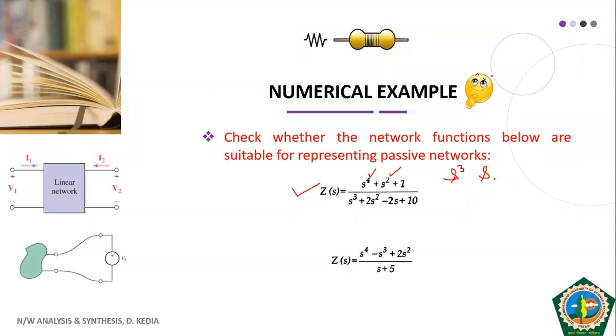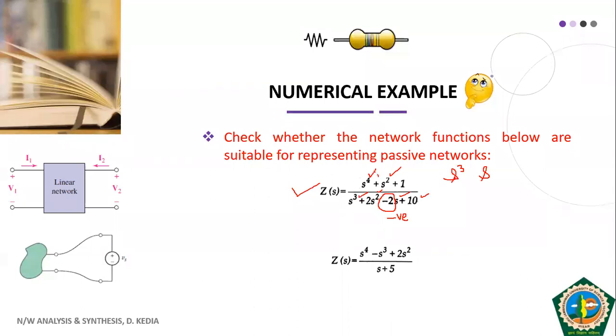Now you look at the denominator. In the denominator part, if you look carefully, you see that this coefficient is negative. So it means the condition is not fulfilled. That is one thing. Any other thing you can notice here? I don't think so. In the denominator also, we have power 3, power 2, power 1, and power 0 present. All the terms are present.